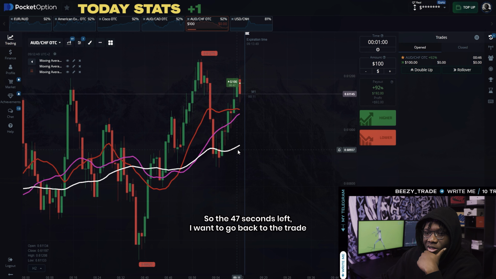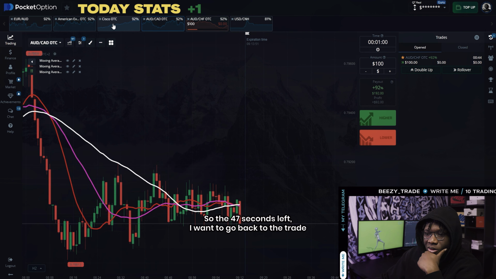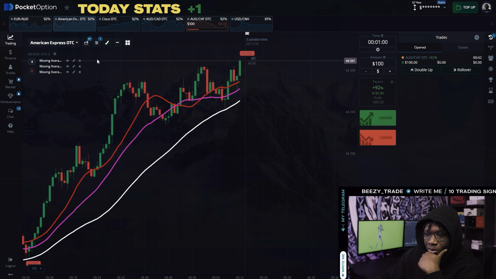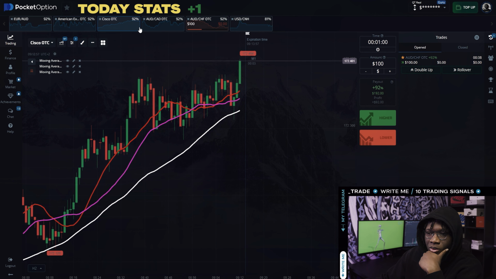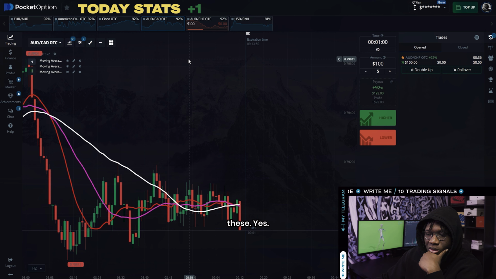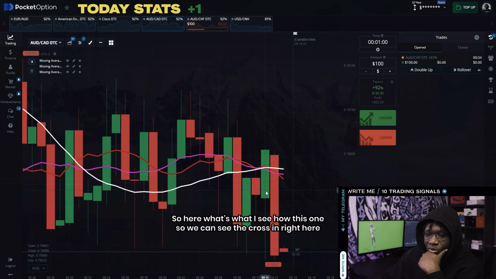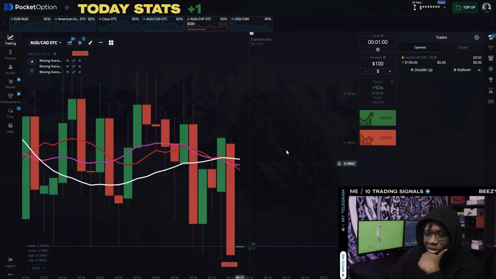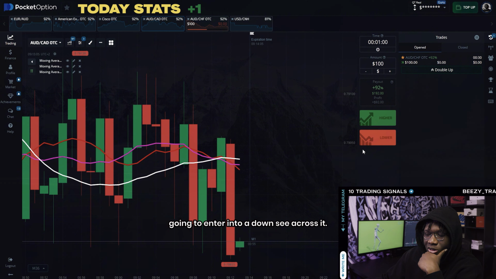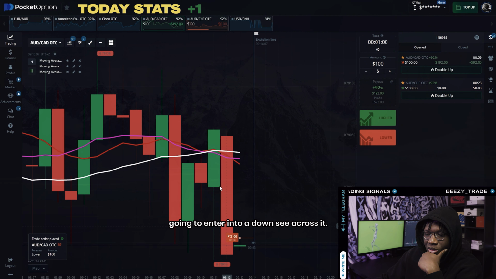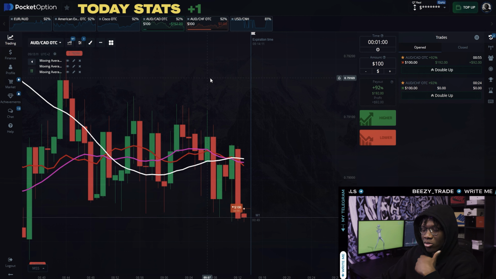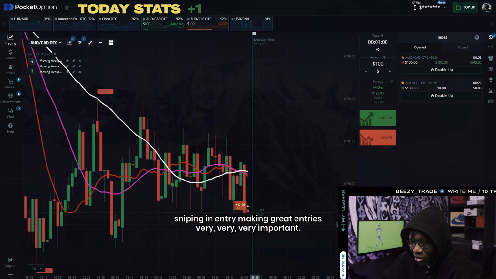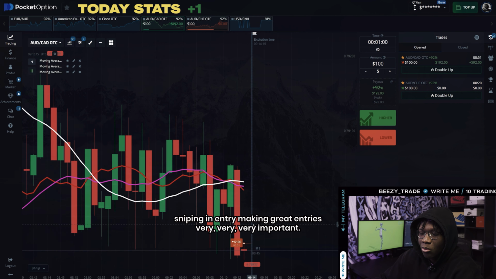We got 47 seconds left. I want to go back to the trade we were able to enter. So here, I just want to see how this market is. We can see the crossing right here. I'm going to enter into a down. You can see that it's below. We're able to enter that. So sniping an entry, making great entries, is very, very important.